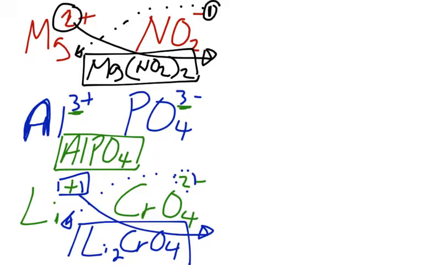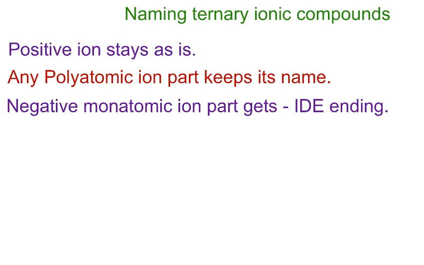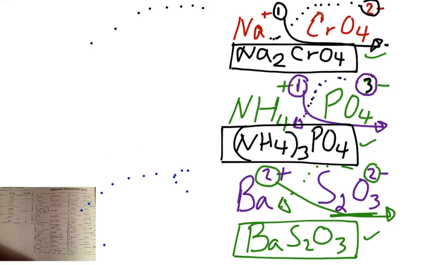Okay, alrighty. Now, in terms of naming these guys, there's a simple way to name them. The simple rules you're going to follow: the positive ion always stays as is. The guy in the front, positive ion for the ionic compound, stays as is. Any polyatomic part keeps its name, and any negative monoatomic part gets an IDE ending. So we'll go look at the examples, and we'll name them, and we'll call it a day.